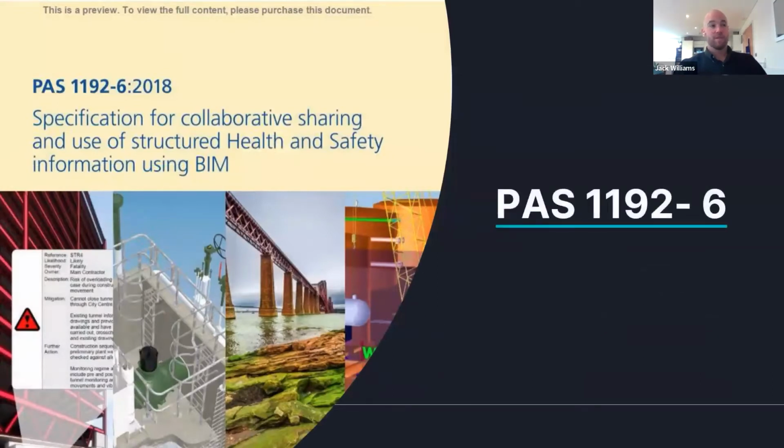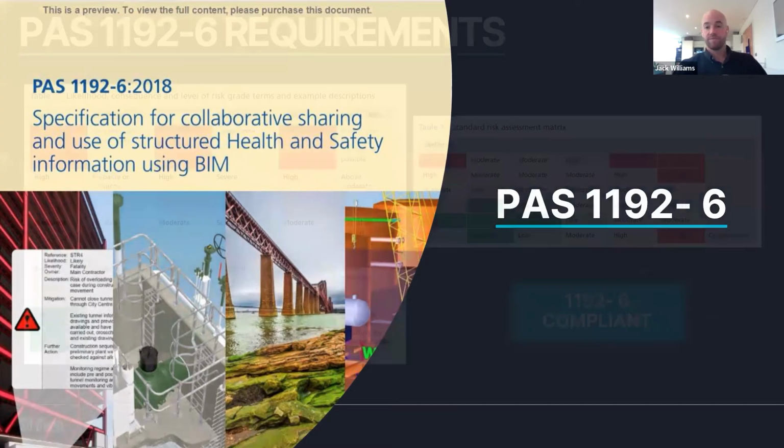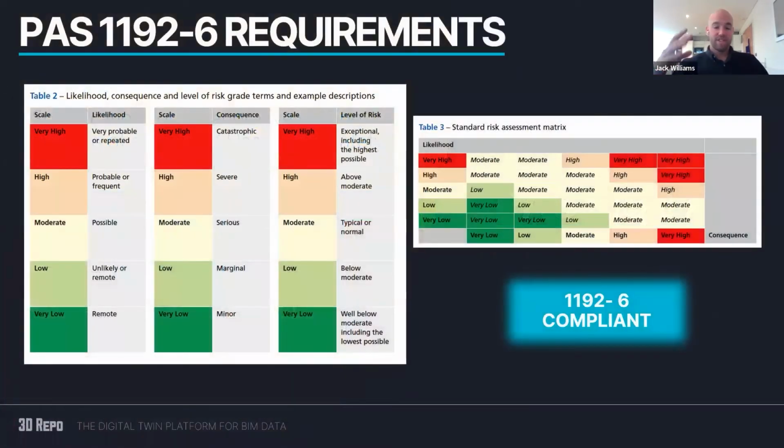As the project was about to be launched, PAS 1192 Part 6 was released into the industry. And this gave us a clear standardized structure on how risks were to be categorized. So we developed this into SafetiBase so that out of the box, we categorize risks in alignment with the Part 6 standard.